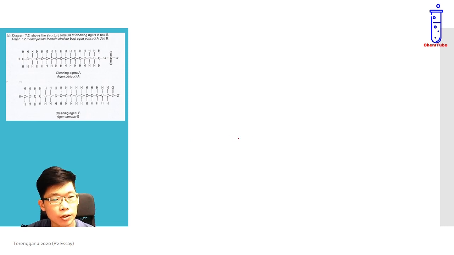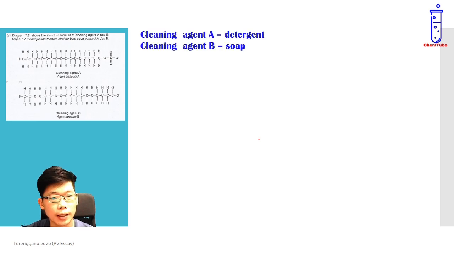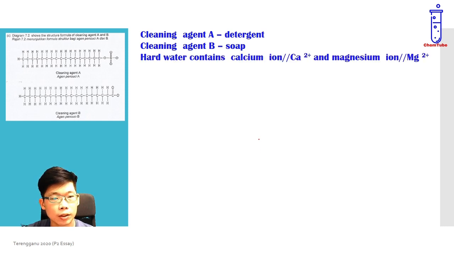And B is the salt. Okay, now we try to suggest some answers. Cleaning agent A is a detergent, cleaning agent B is a salt. So 2 marks. First you can mention the word hot water contains the calcium ions and the magnesium ions.